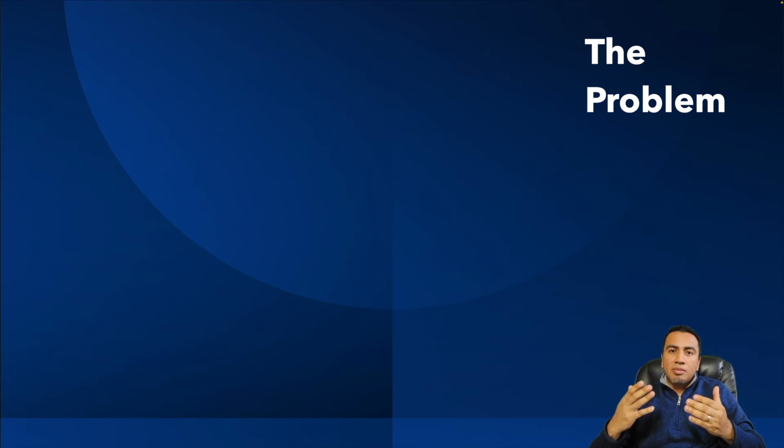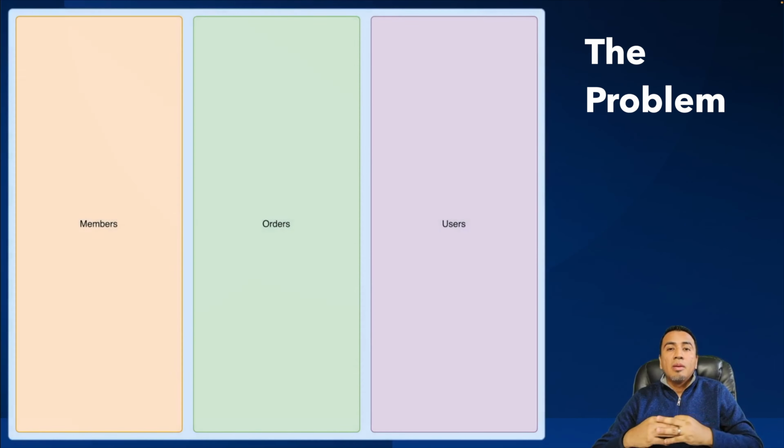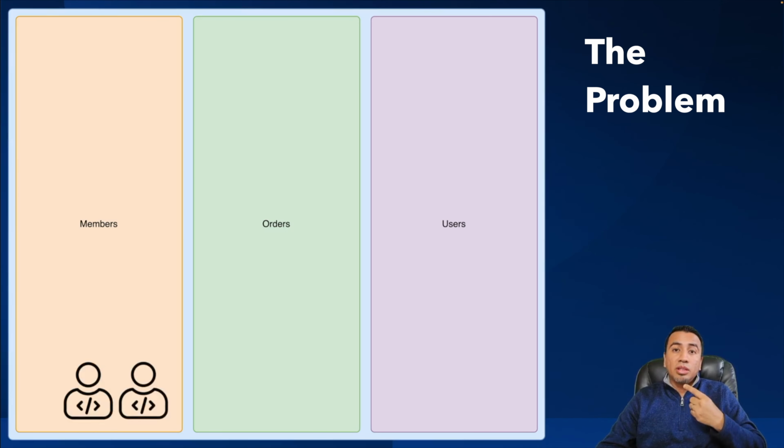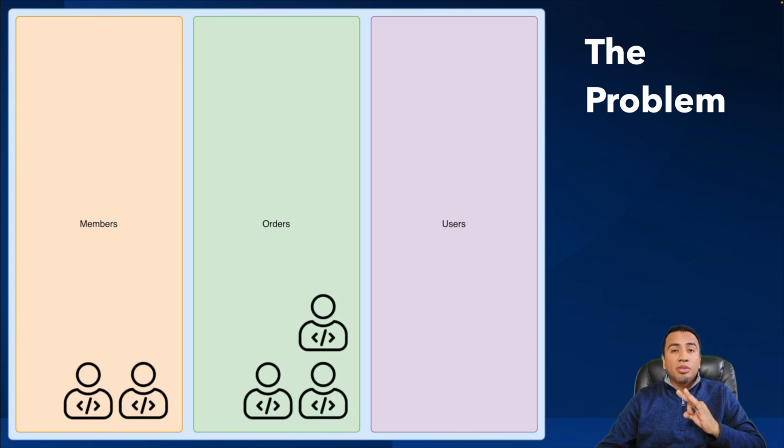So now let's talk about the problem. Let's say you work in a very big company in which the main application is divided into three modules: members, orders, and users. Now you have three different teams working in these three different modules. Let's say you have a team of 2 developers working in the first module. You have a team of 3 developers working in the second module. And then you have one last developer working in your third module.